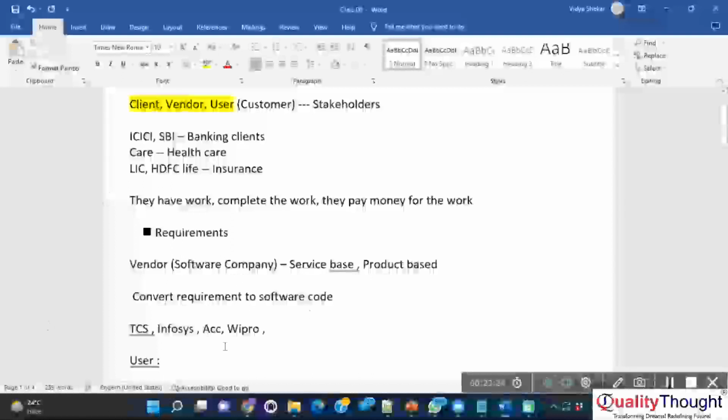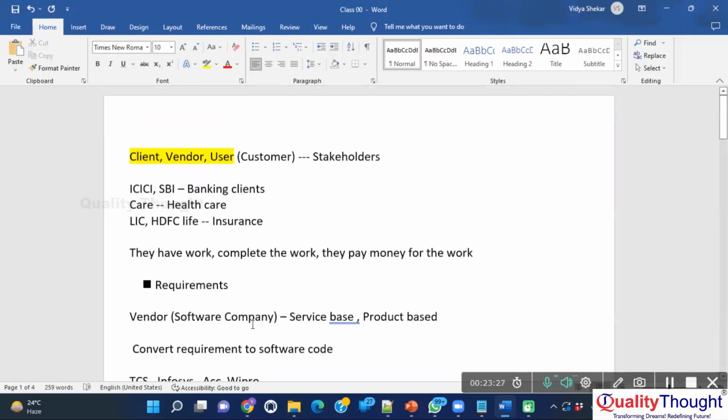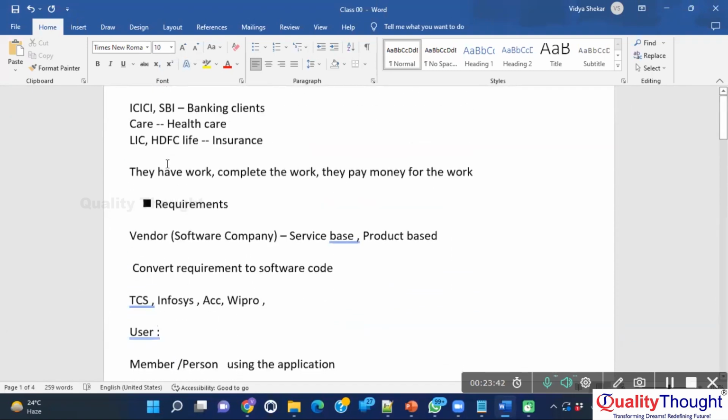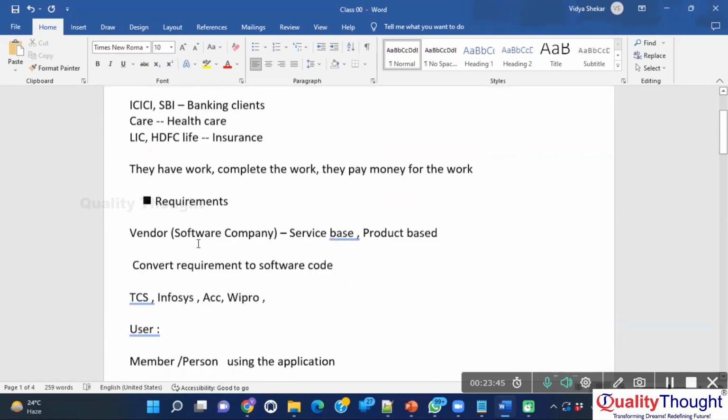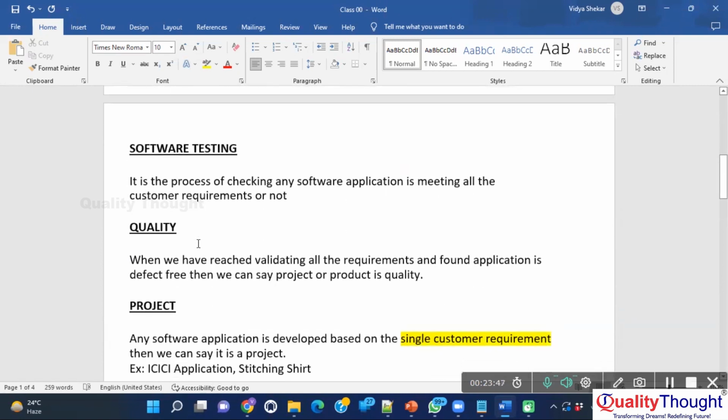Basically, the client is speaking to the vendor in terms of requirements, and these requirements are high level. Generally the BA is going to interact with the client and capture the requirements, and the product owner is going to convert them into low-level requirements. We'll come to that later. So you need to know what is a client, what is a vendor, what is a user, what you mean by testing, and why you should do testing. Testing is done to ensure that the vendor has developed the application according to the requirements given by the customer.